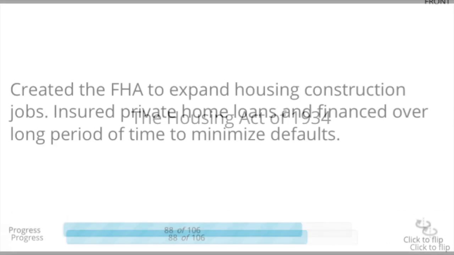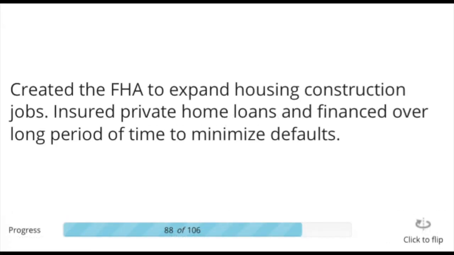The Housing Act of 1934. This created the Federal Housing Administration, FHA, and expanded housing construction jobs. This also insured the private home loans and financed them over long periods of time to minimize defaults.